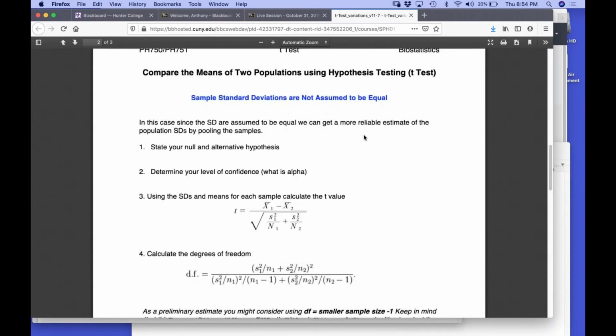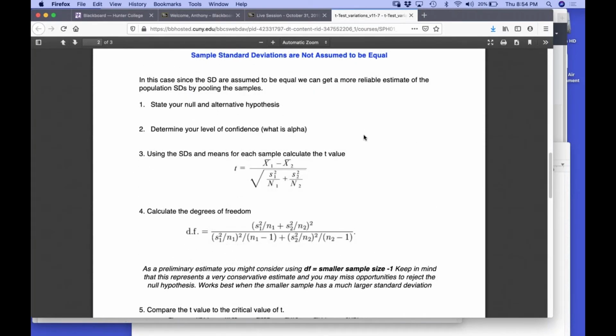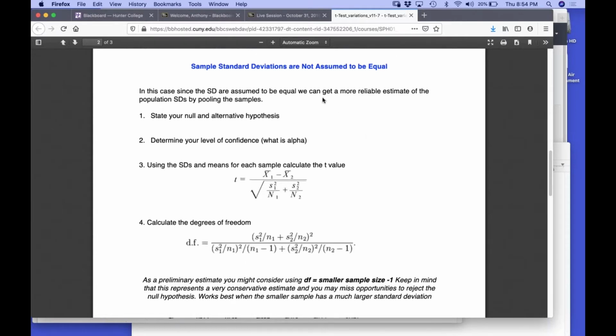Now, the next complicating factor is, what if the two standard deviations of these two samples you took are different? What if the standard deviation of group A is 10 and the standard deviation of group B is 25, more than double what the other one is? This one's very variable. This one's not variable at all. What do you do then? Well, then we use a different set of formulas.